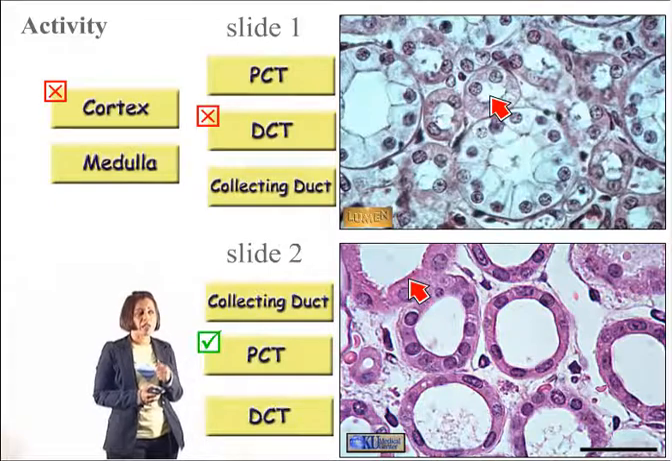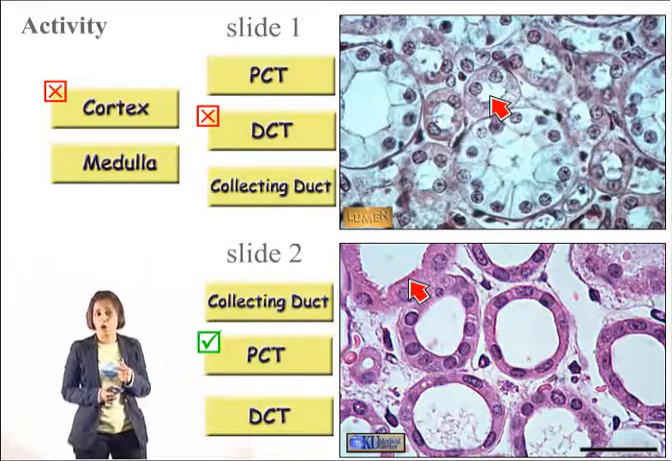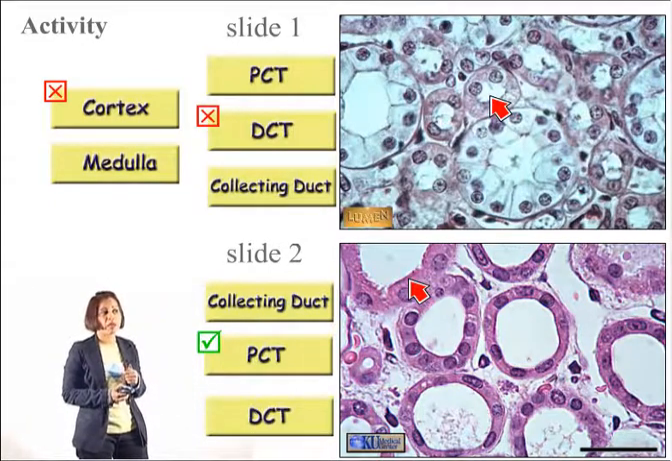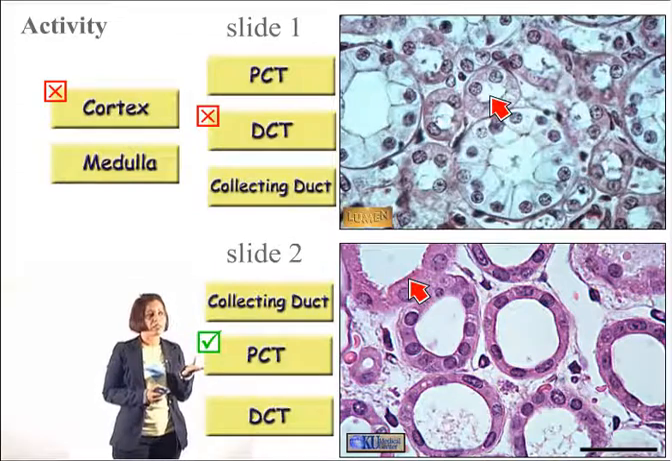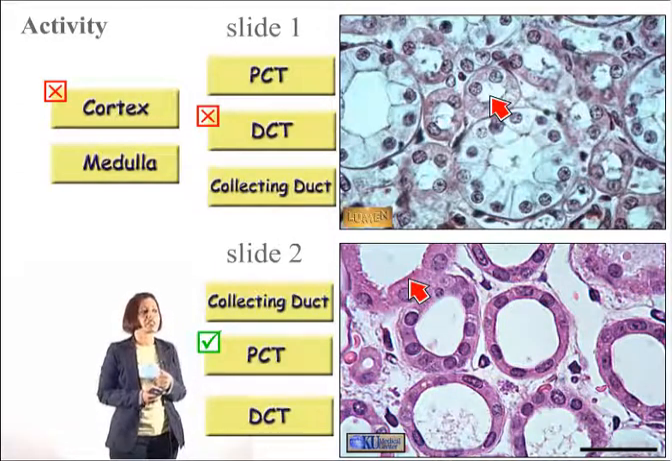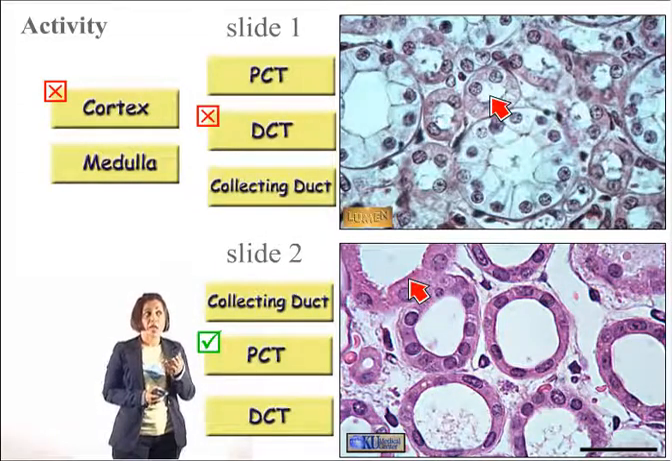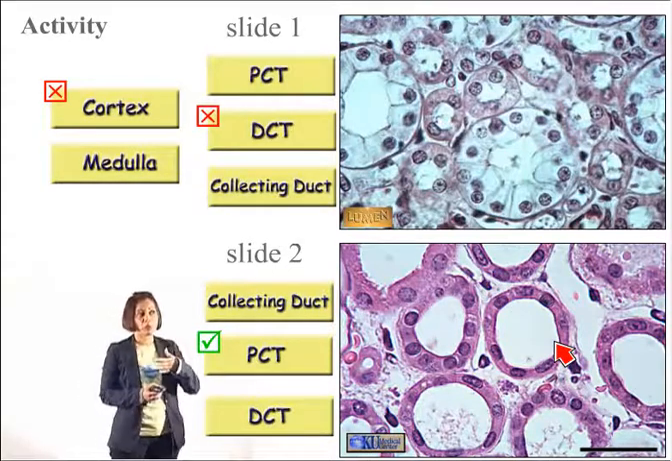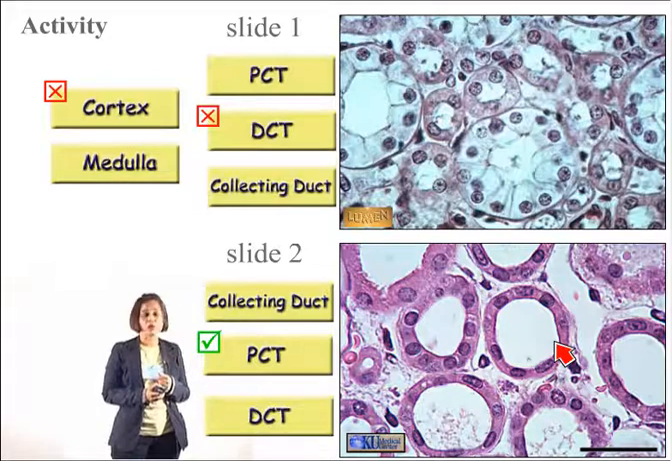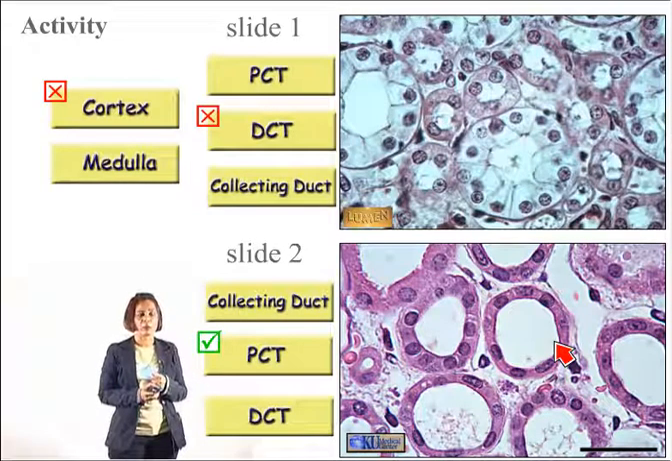Now for the second slide, if you answered proximal convoluted tubule, you are right, and that is because you can see that fringed border, and it's not a collecting duct, and neither is it a distal convoluted tubule. In fact, the arrow now points to the distal convoluted tubule, and you can see the difference between this and the previous arrow, which was on the proximal convoluted tubule.